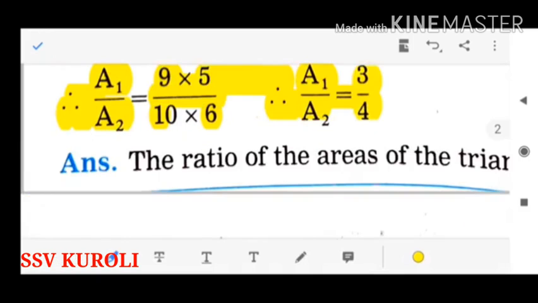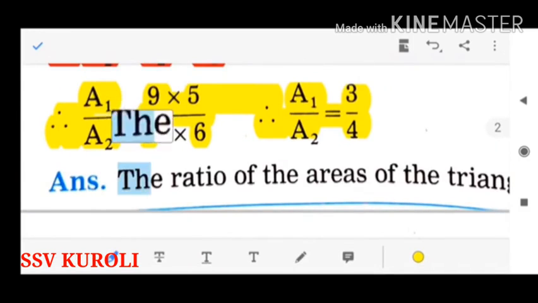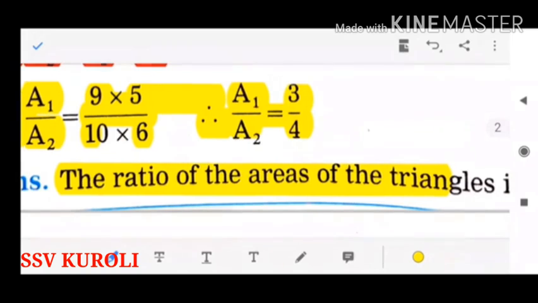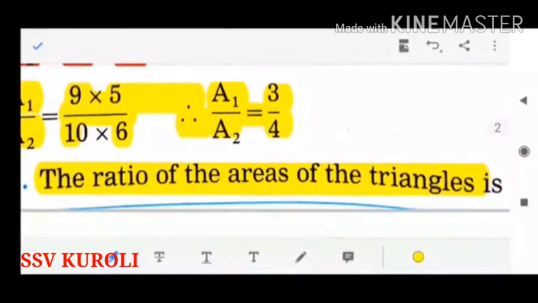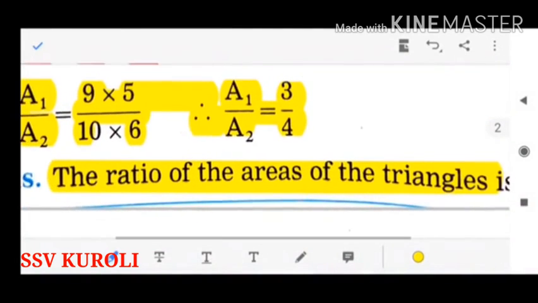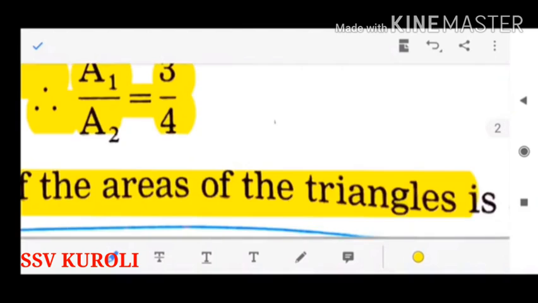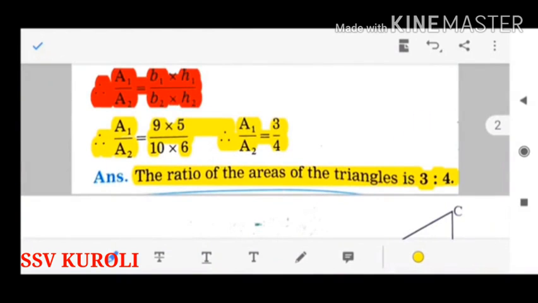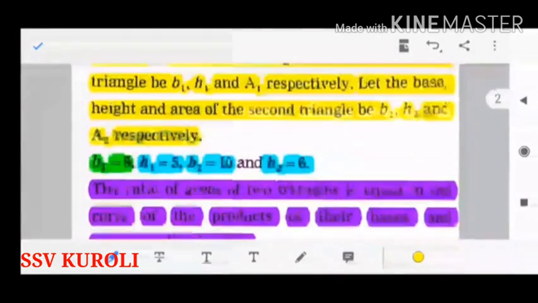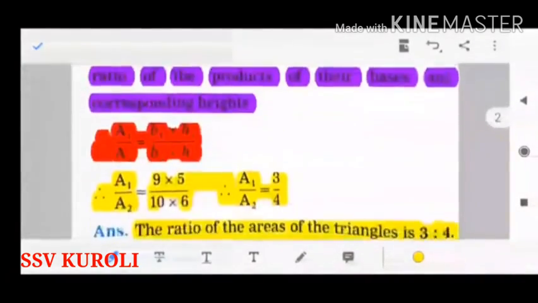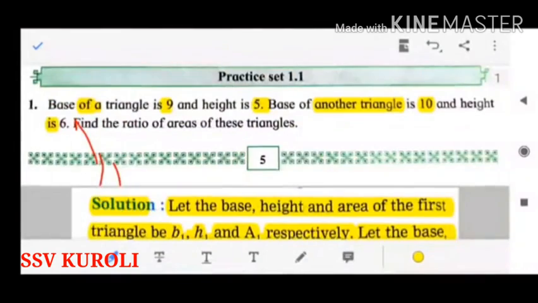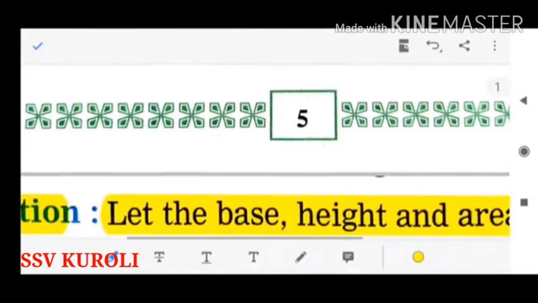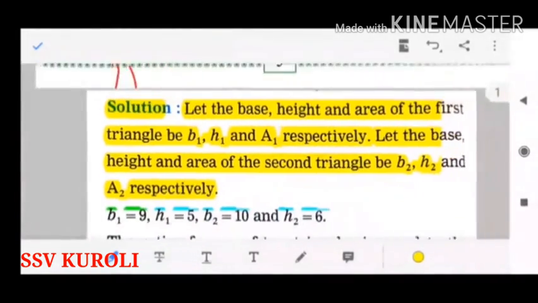Similarly, therefore, the answer is the ratio of the areas of the triangles is 3 as to 4. Similarly, we have seen the first example. This is the example. See the example which is in your book. You may write down this, and this is the solution of that example.